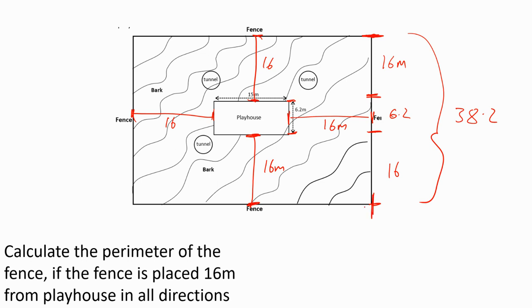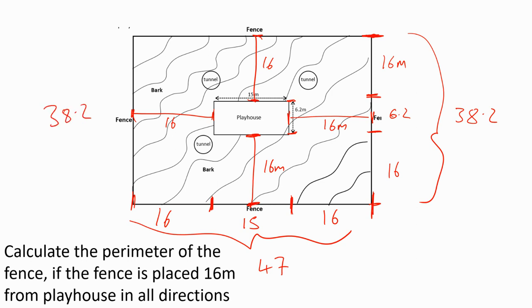I can do something similar on this side, on the bottom here. So this distance is going to be 16, because it's the distance from the fence in line with the playhouse. This distance in the middle will be 15, because that's what it says here is the length of the playhouse. And then finally, the distance from the playhouse to the fence again is 16. So if I add all those up, 16 plus 16 is 32, plus 15 would give me 47. Now, because it's a rectangle, this will be 38.2 as well on this side, and this will be 47 here.